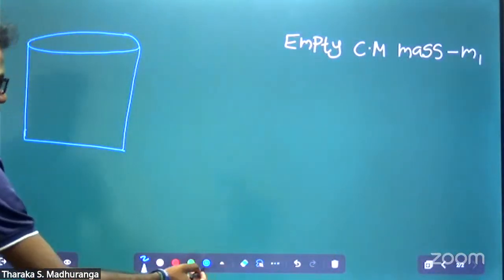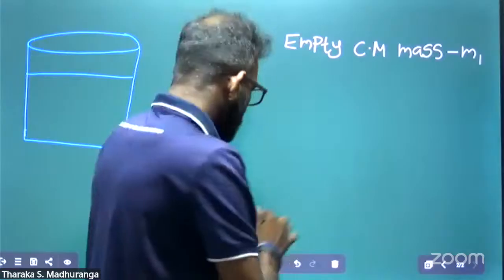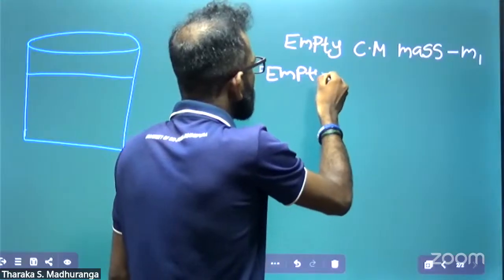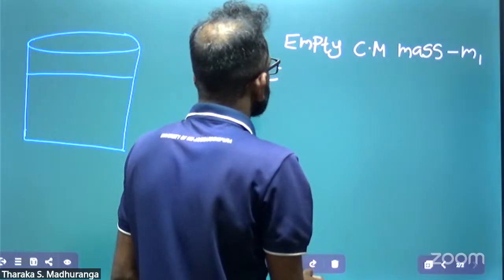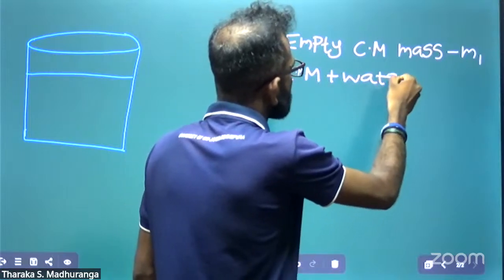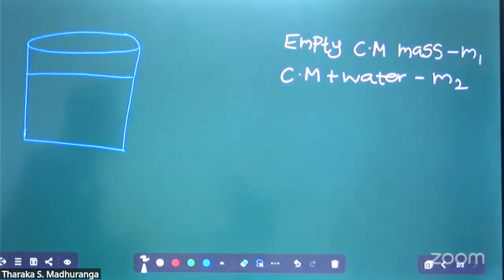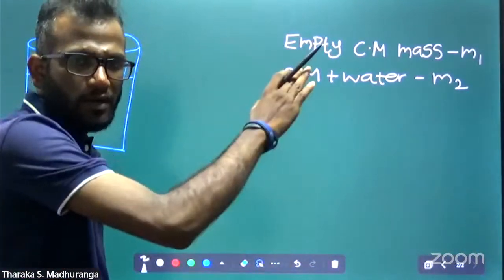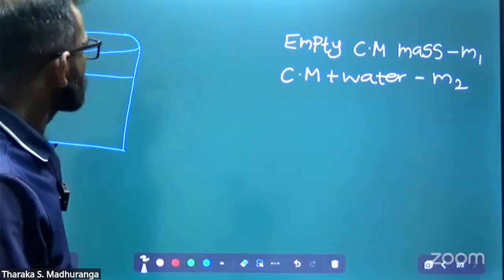After that, fill water up to the recommended level and measure the weight of the calorimeter plus water. It is taken as M2. Empty calorimeter mass is M1, calorimeter plus water is M2.